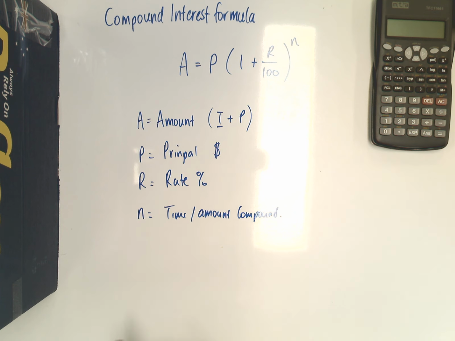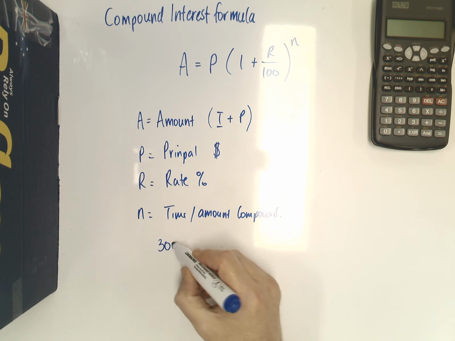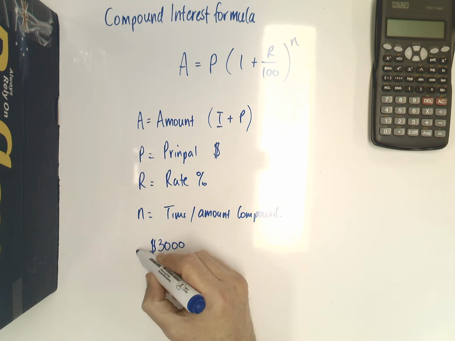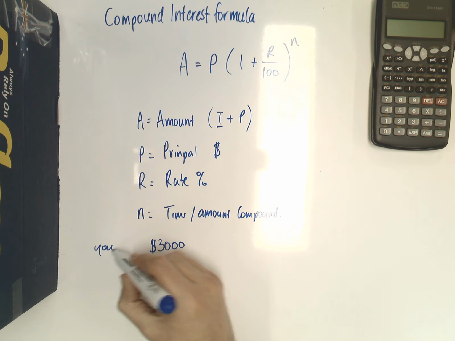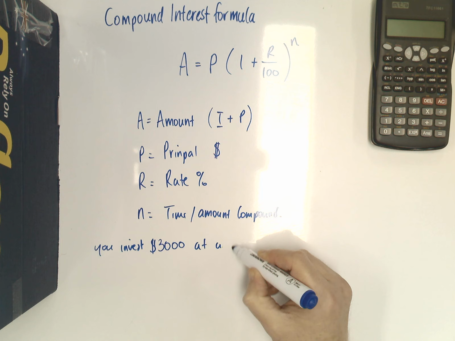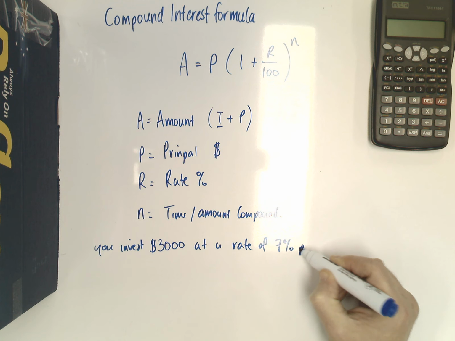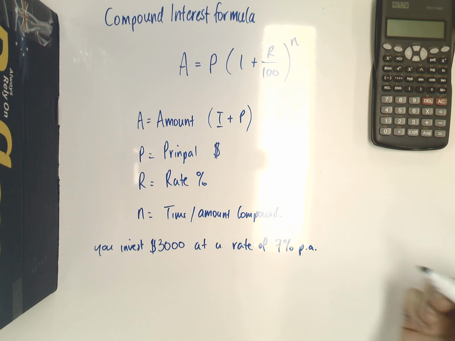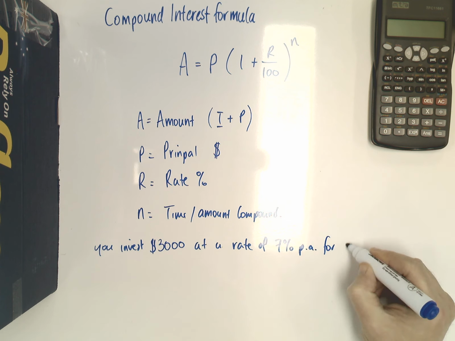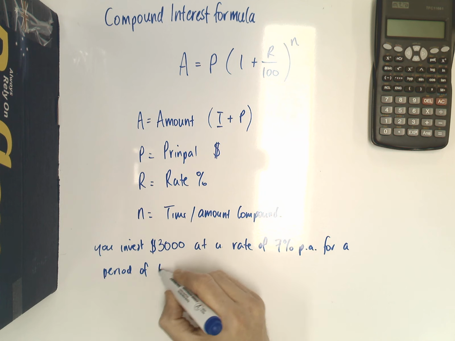Okay, so let's look at a stock standard question. So basically, let's say that we're going to invest $3,000. So you invest $3,000 at a rate of 7% per annum, which of course means per year, for a period of 4 years.